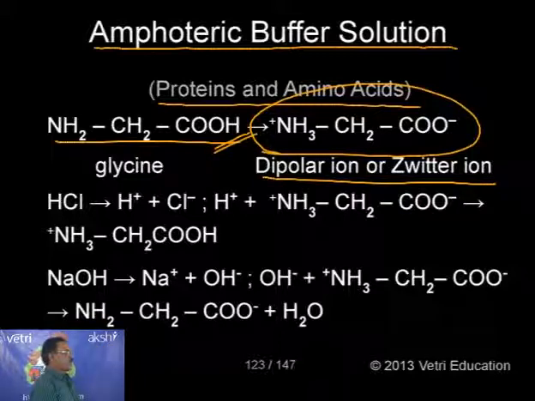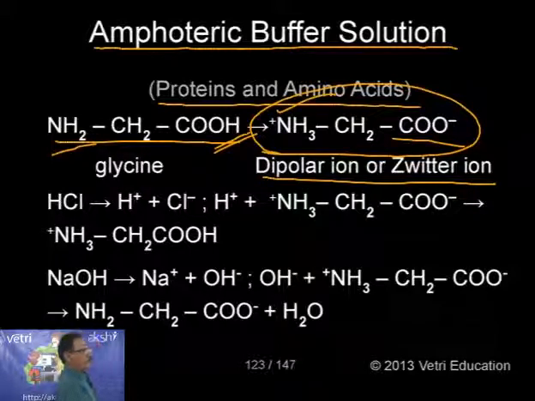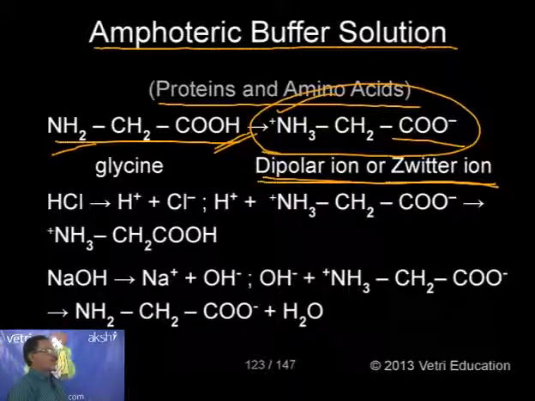The hydrogen H plus of the carboxylic acid group moves to the NH2 group, converting it into NH3 plus. So automatically COO minus is negative. One end is positive, ammonium plus, and the other end is negative, COO minus. That's why it is called the dipolar ion or zwitterion, a specific name. All proteins and amino acids will behave like this. That's called a dipolar ion or zwitterion.